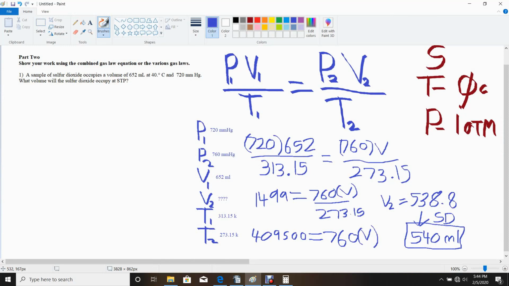You need to be able to identify which of those units are volume, which temperature, and which pressure. Milliliters is volume, degrees Celsius is temperature, and millimeters of mercury is pressure. And the chapter explains all that if you need to review. What volume will the sulfur dioxide occupy at standard temperature and pressure?